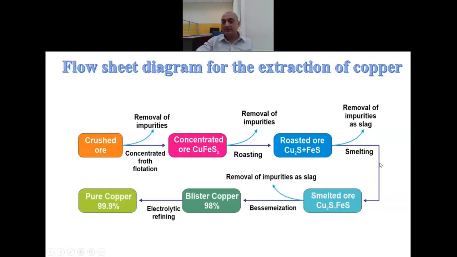The next stage is smelting. Here the same reaction takes place, so we remove the remaining content of sulfur. And here we obtain the copper. This copper is called blister copper because the concentration of copper is not high enough for industrial or domestic use. So by the electrolytic refining method, we have refined it to 99.9%. So this is called pure copper.